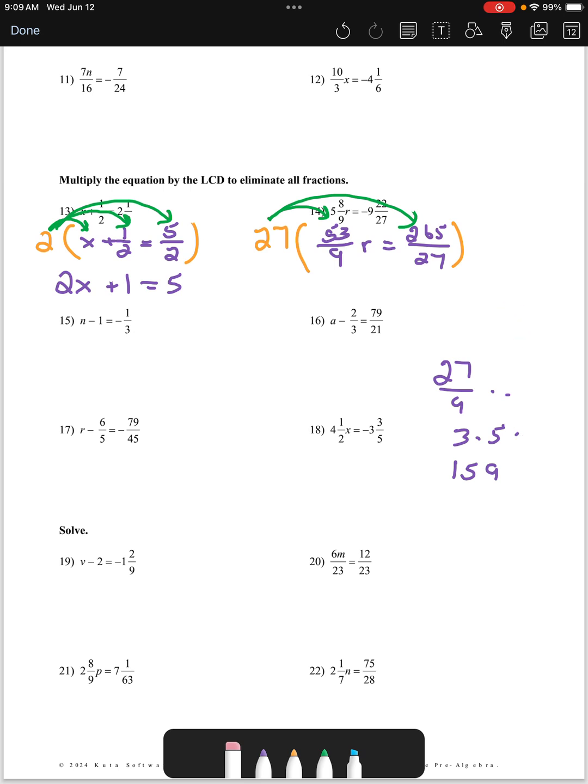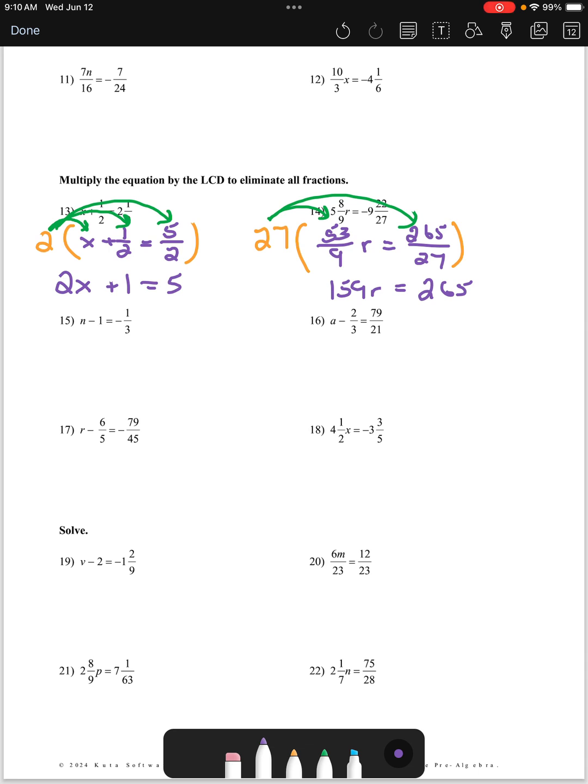So again, the process that I use is instead of multiplying and dividing, I divide. 27 divided by 9 is 3. Then I multiply. 3 times 53 is 159. On the right side, I've got a fraction with a denominator of 27. Then I'm multiplying by the whole number 27. That means the fraction just cancels. We're left with only the numerator of 265. Done.